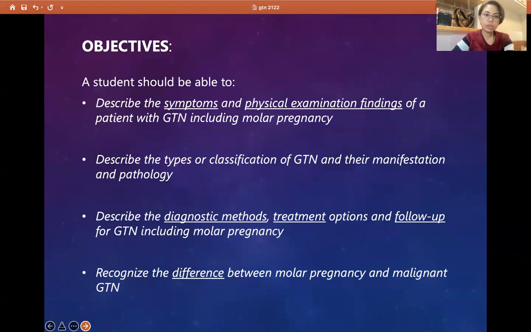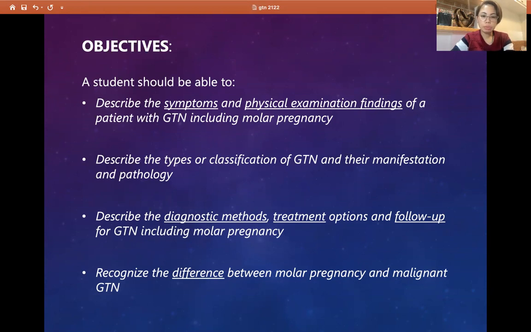From the objectives given to us, the student should be able to, number one, describe the symptoms and physical examination findings of a patient with gestational trophoblastic neoplasia, including molar pregnancy. So the first few slides will talk about molar pregnancy. And apart from molar pregnancy, we should be able to describe the types or classifications of other gestational trophoblastic diseases and their manifestation and pathology.